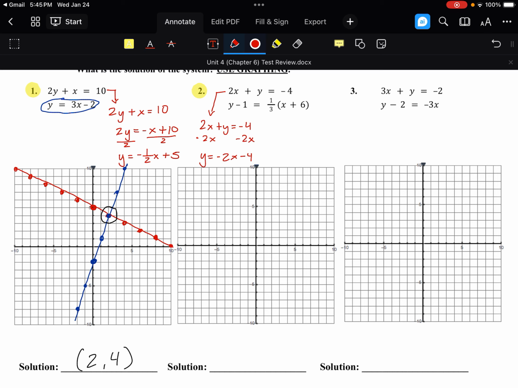I'm going to plot my y-intercept at negative 4. And then I'm going to apply my slope. Down 2, right 1. Down 2, right 1. I can then go the other direction. Up 2, left 1. Up 2, left 1. And I'm going to do this until I have enough points to define my line.